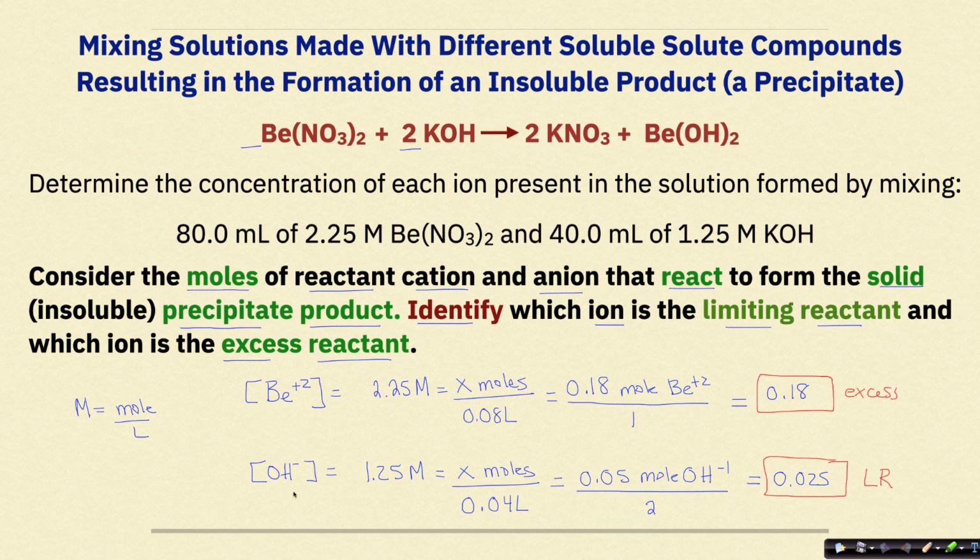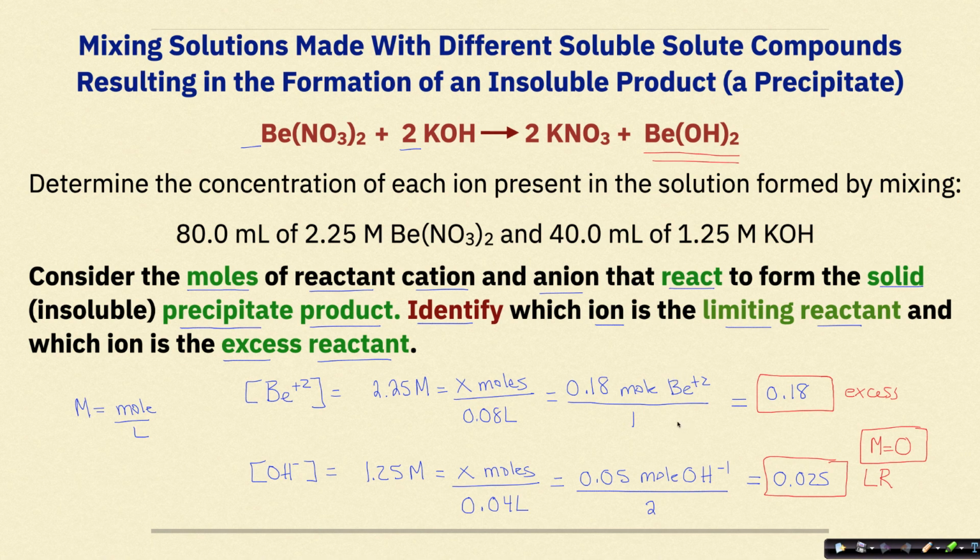So the concentration of the hydroxide ion is going to be 0. Molarity is equal to 0. That is what we've discovered here. Whichever ion is the limiting reactant, automatically that molarity will be 0 because it's completely consumed in the formation of this precipitate. There are no hydroxide ions in solution. That is what this is telling us.